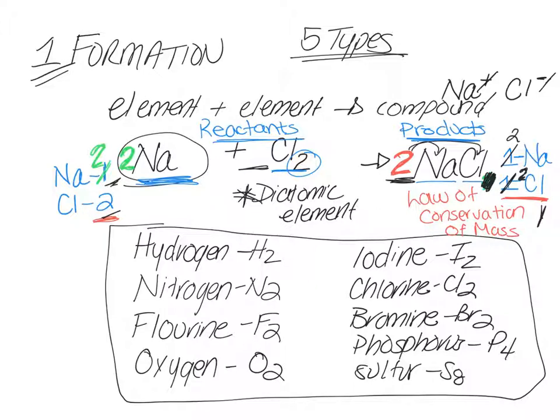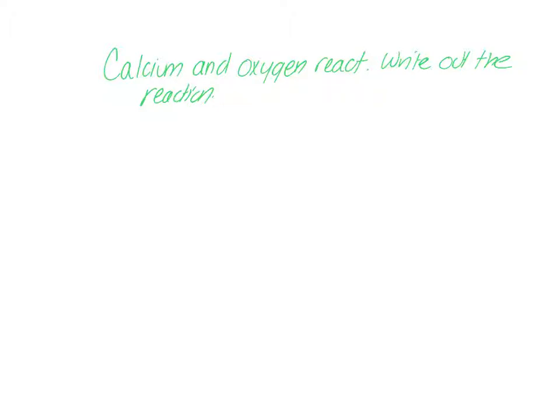We're going to try some more too, so I'll get a brand new page here. This is another example of a formation reaction. The question might read something like: calcium and oxygen react, write out the reaction. As soon as I see calcium and oxygen and that they're reacting, that means the calcium and the oxygen are on this side.